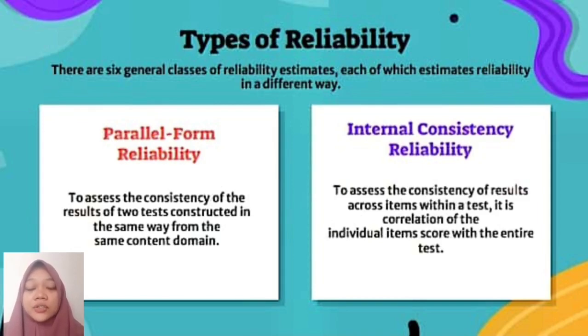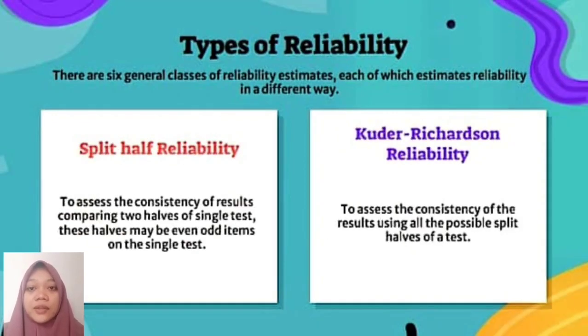Fourth, internal consistency reliability, to assess the consistency of results across items within a test. It is the correlation of the individual item scores with the entire test. Fifth, split half reliability, to assess the consistency of results comparing two halves of a single test. These halves might be even and odd items in the single test. And sixth, Kuder-Richardson reliability, to assess the consistency of the results using all the possible split halves of a test.